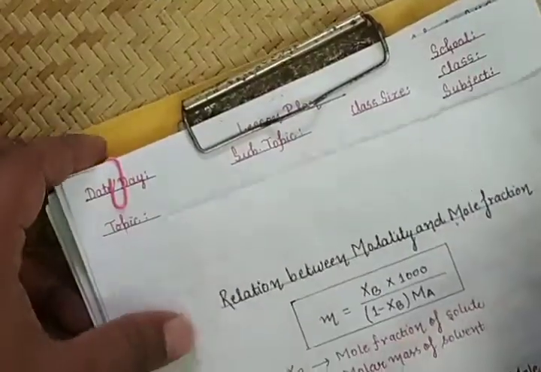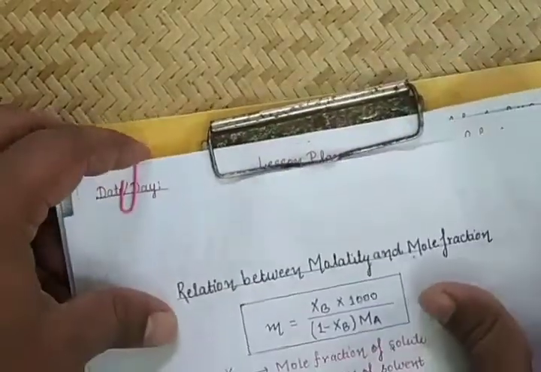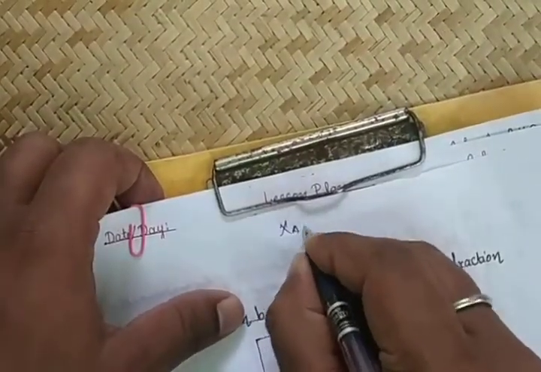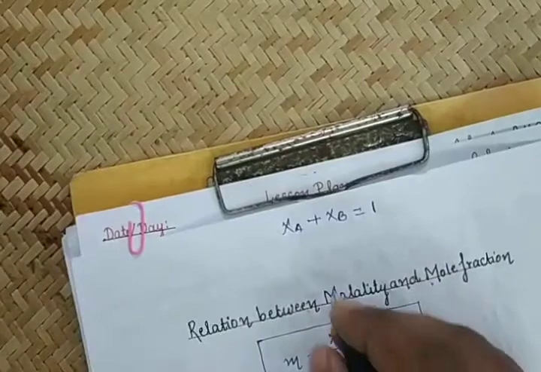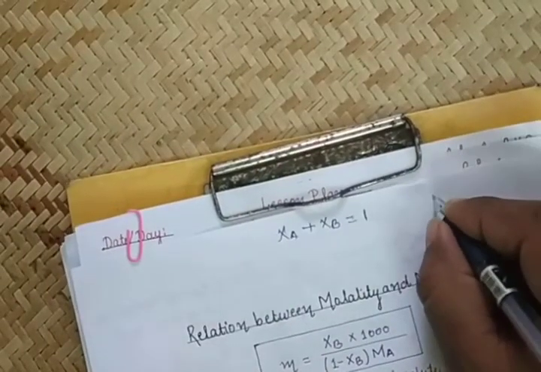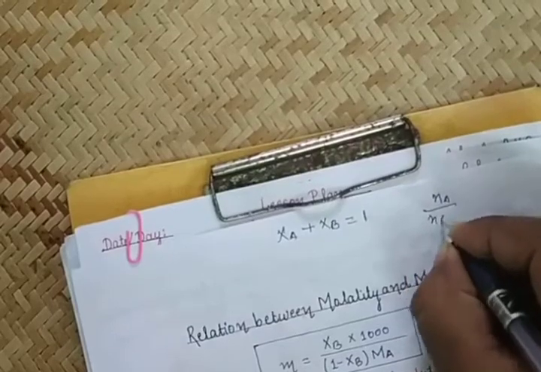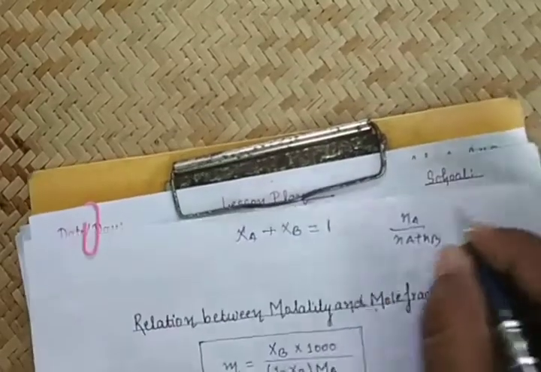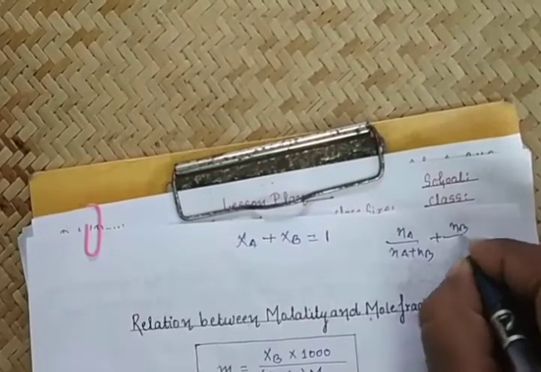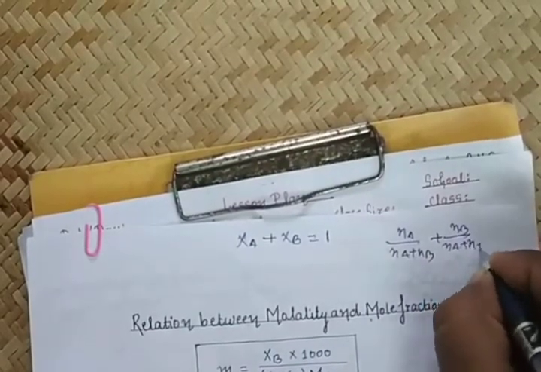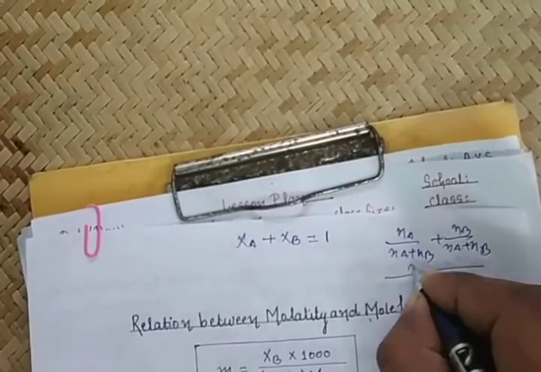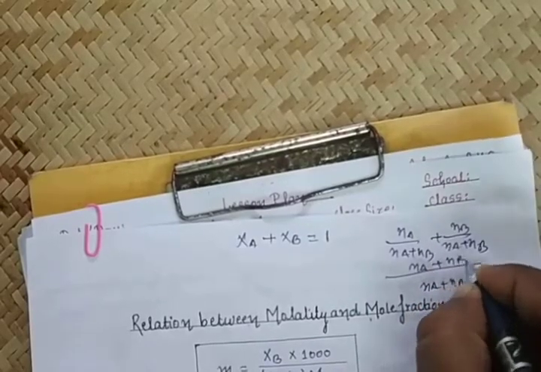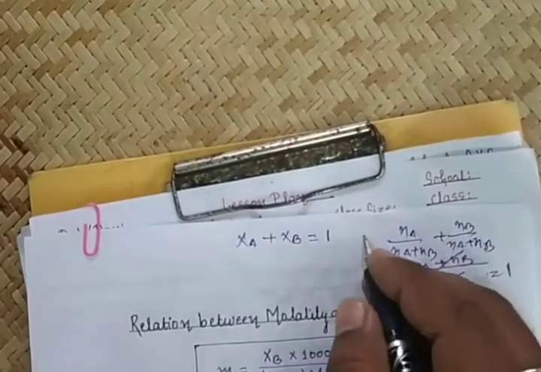So 0.25 is the mole fraction of solute. This is a very important thing: zeta A plus zeta B is always equal to 1. How to show this? Suppose zeta A is Na upon Na plus Nb, and zeta B is Nb upon Na plus Nb. The denominator is the same, Na plus Nb, so adding gives Na plus Nb upon Na plus Nb, which cancels out. The answer is 1, so left hand side equals right hand side.